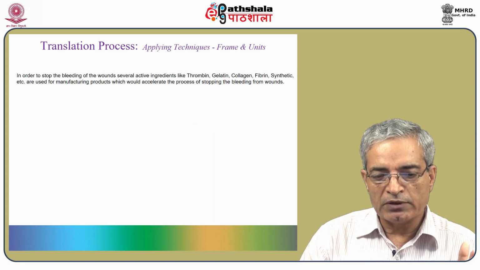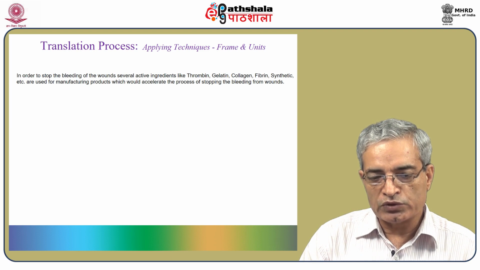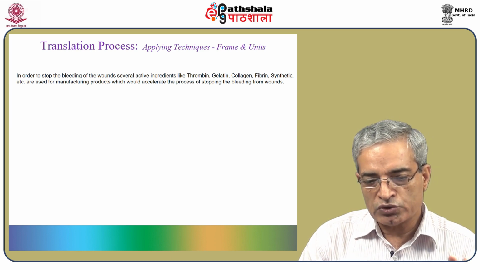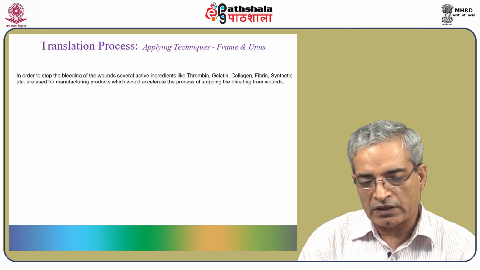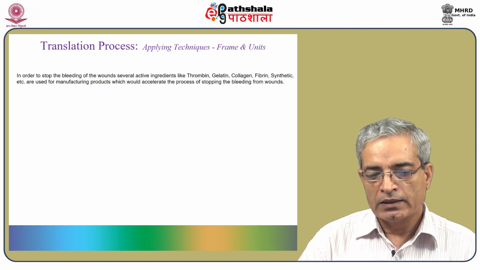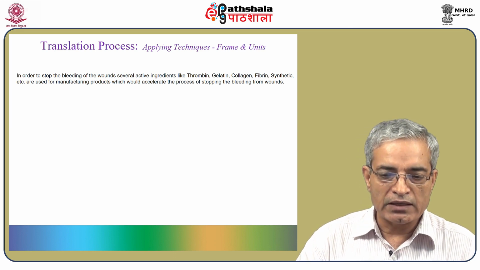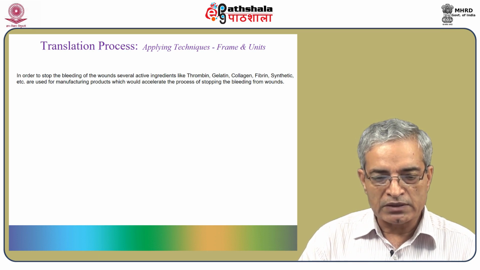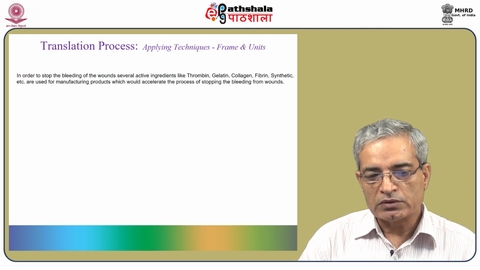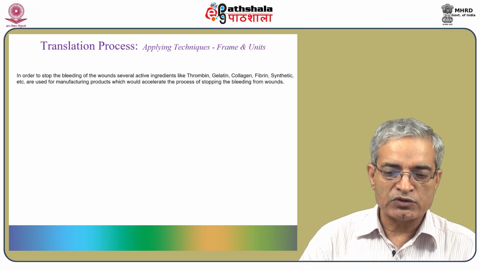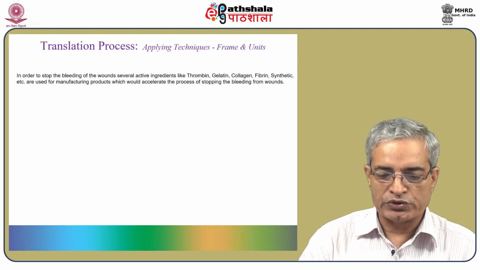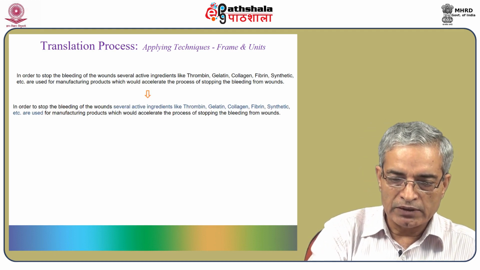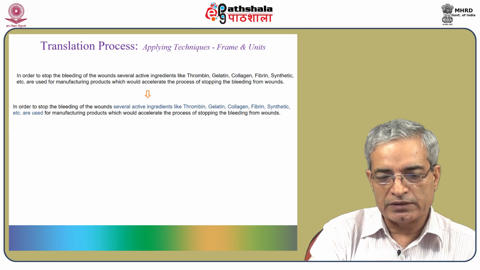In order to stop the bleeding of the wounds, so even in the reading you have to read it carefully. Several active ingredients like ABCD, in this case thrombin, gelatin, collagen, fibrin, synthetic, etc., are used for manufacturing products which would accelerate the process of stopping the bleeding from wounds. Appears quite complicated. Let's see, can we simplify it?